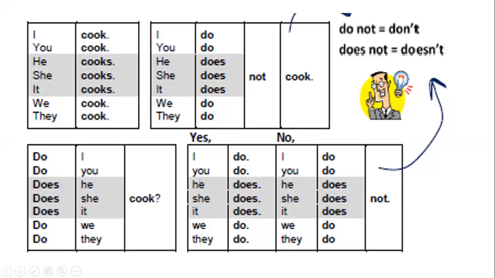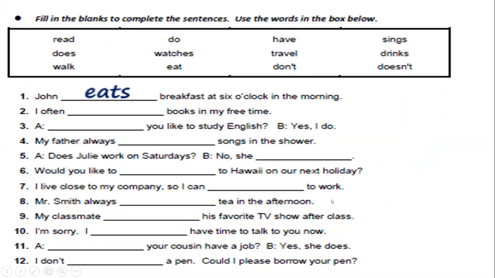Does he cook? Yeah, I can say yes, he does, or no, he does not, or doesn't, right? Like here. Does it cook? Yes, it does. No, it does not, or it doesn't. Do we cook? No, we do not, or yes, we do. So we have here the different forms of the simple present tense in the affirmatives, negatives, questions, affirmative short answers, and negative short answers.